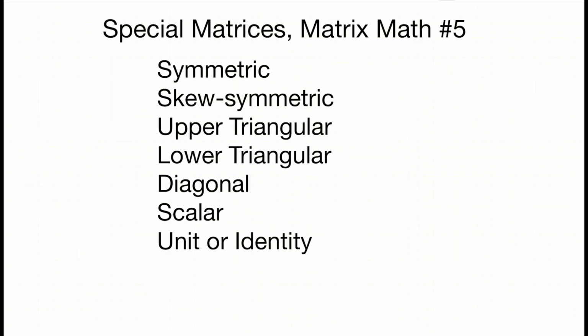In this video I want to look at some specific matrices. We call them special matrices because they have peculiar features. First would be the symmetric, skew-symmetric, upper triangular, lower triangular, diagonal, scalar, and unit or identity matrix. I want to give you examples of each of these and try to explain it in a little more detail.